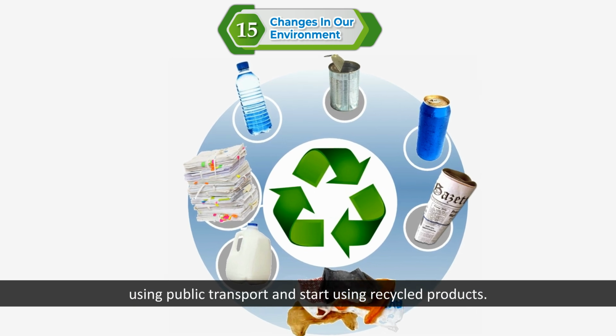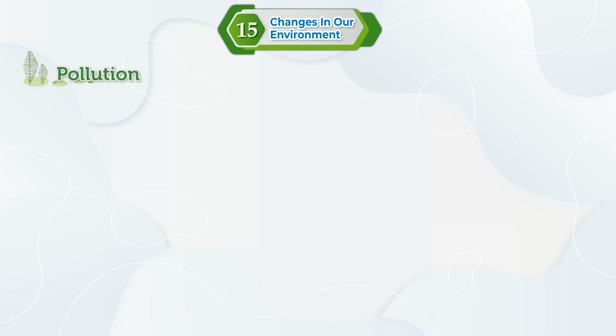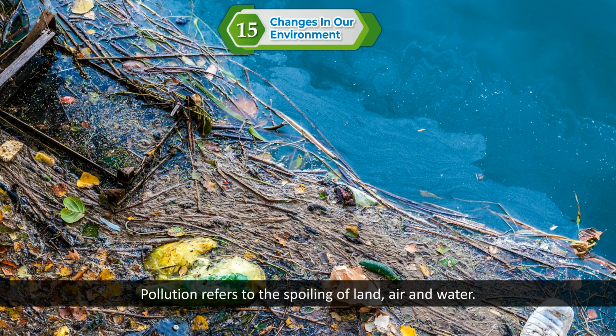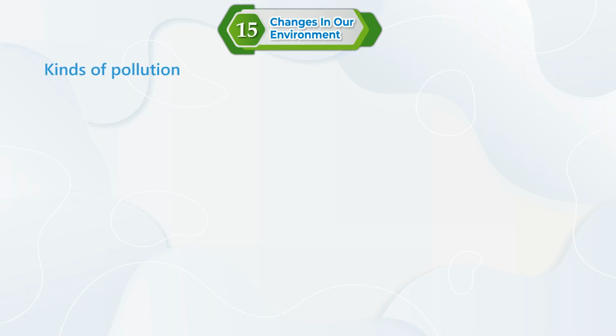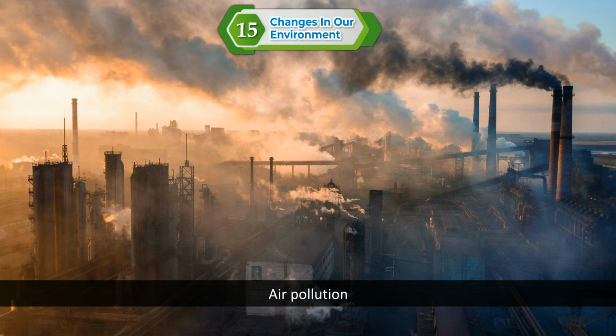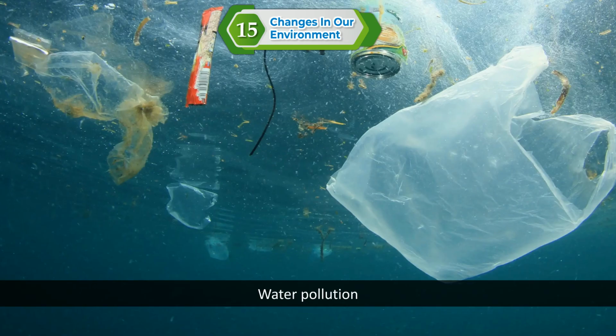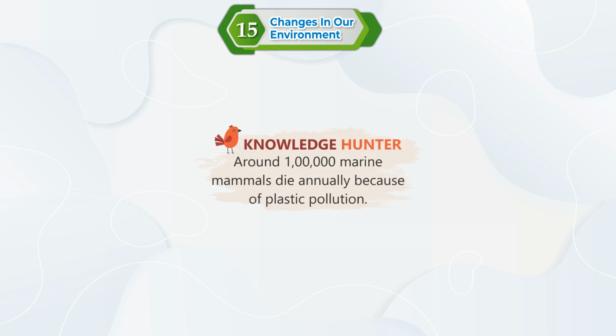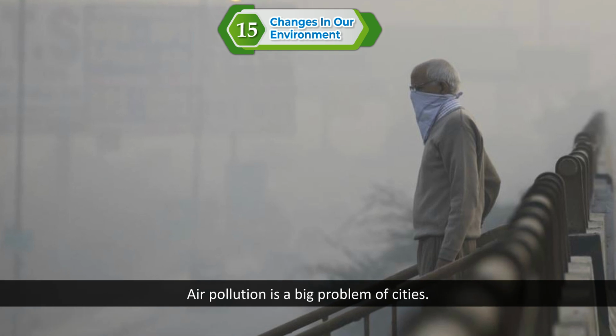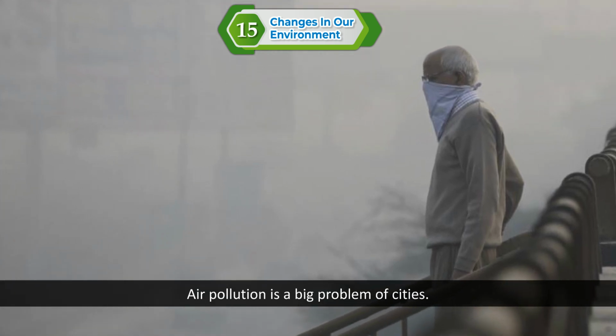Pollution. Pollution refers to the spoiling of land, air and water. Kinds of pollution: air pollution, water pollution, soil pollution. Knowledge hunter. Around 1 lakh marine mammals die annually because of plastic pollution. Air pollution is a big problem of cities.